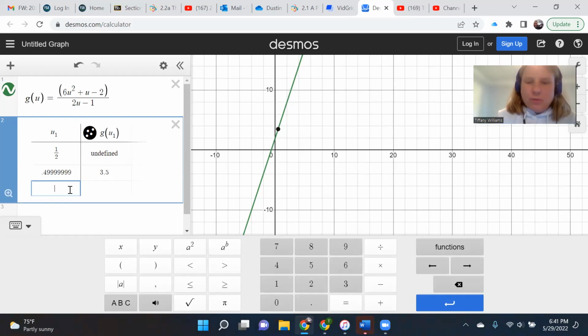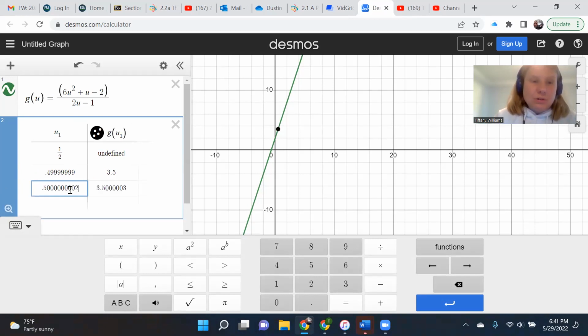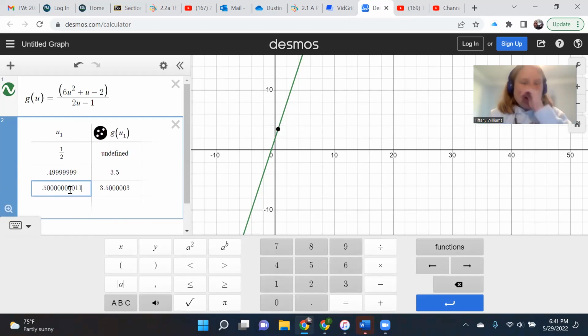Let's see. I'm going to do 0.500000011. So it does look like I'm heading towards 3.5 on either side. So I am approaching the same thing. It's just I've got a hole at 1/2, 3.5. Now, another way of writing 3.5 is actually 7/2, right?